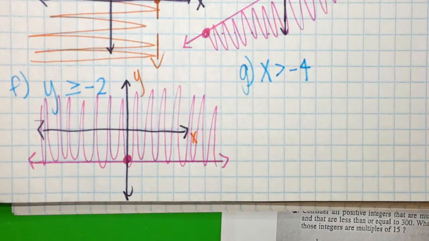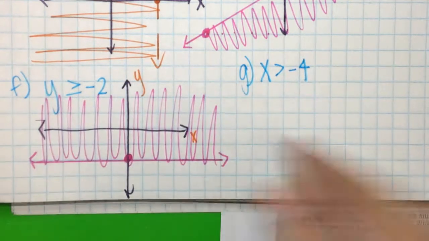Bro, we're doing another one. X is greater than negative 4. I want y'all to do that one without me.